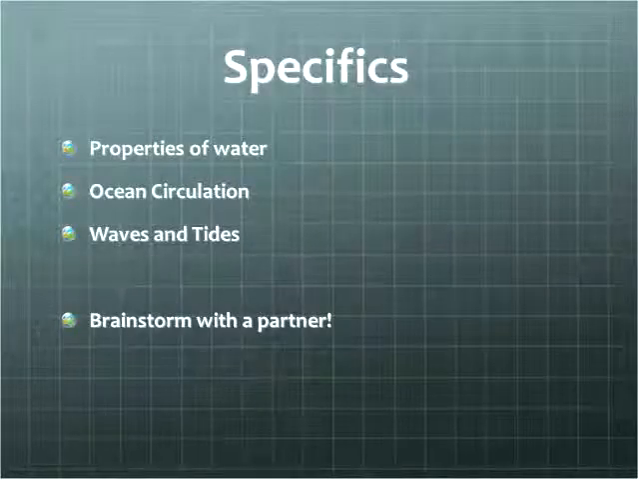Okay, so again, we're going to talk about properties of water. We're going to talk about a little bit of ocean circulation to an extent. We're talking a little bit about waves, not so much tides, okay? We're really not going to be talking about tides because we're going to get into tides when we start talking about space. Because that's where we start talking about the moon and how the moon kind of messes with things and all that stuff.